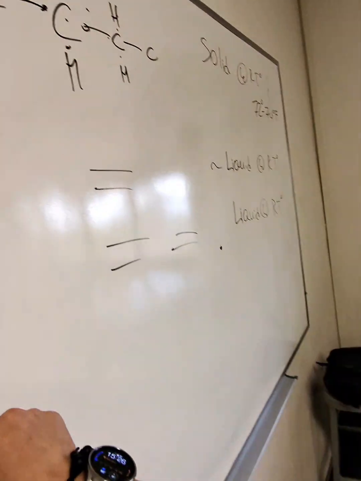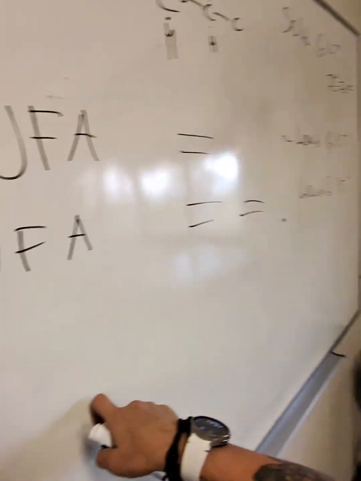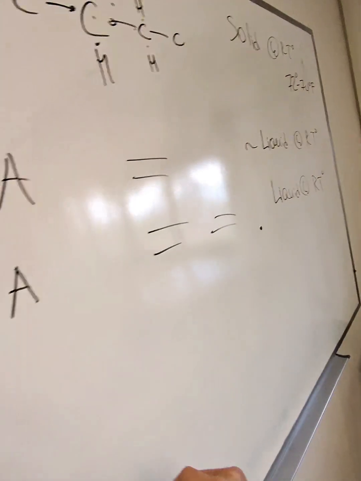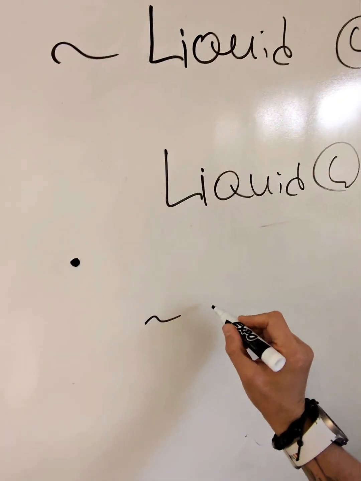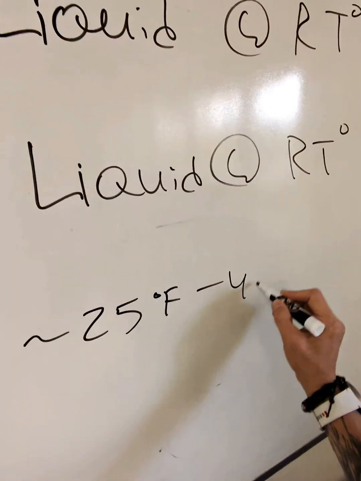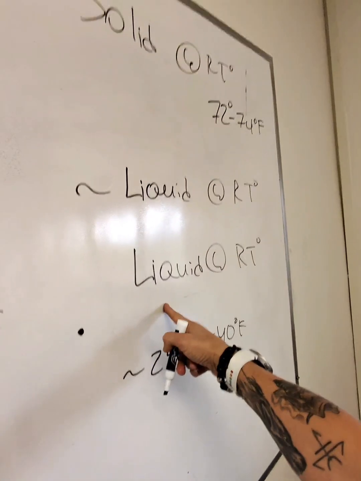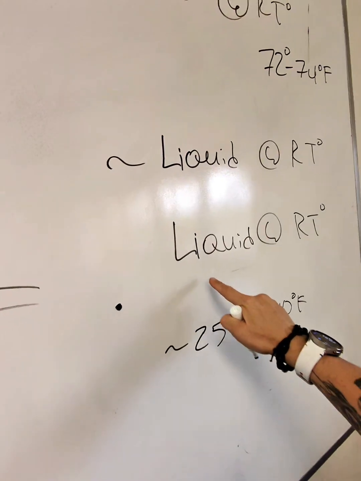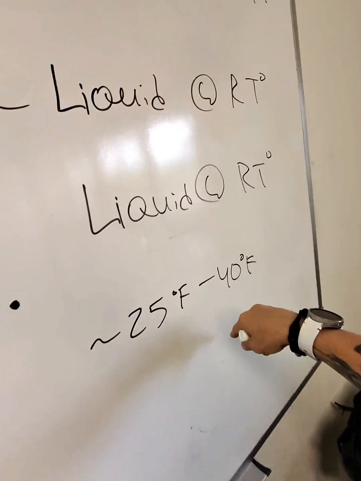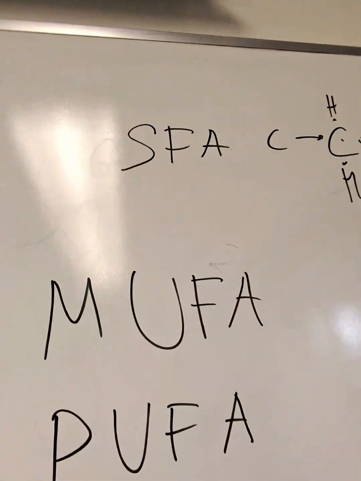For the PUFA to become solid, you really need to decrease the temperature, and most likely you have to go to commercial freezers, when the temperature is approximately, let's say, minus 25 Fahrenheit to 40 Fahrenheit, and it will most likely still be in liquid form. But if you go down with the temperature, it will definitely solidify, because all of the lipids share the properties.